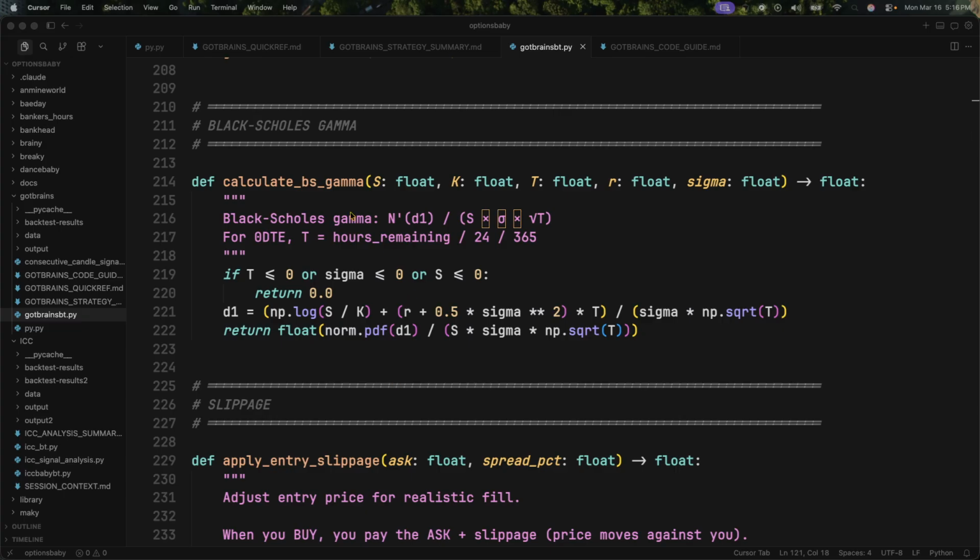So then, Black-Scholes allows us to be able to calculate gamma. Now, because I don't have gamma, I had to calculate it using Black-Scholes. Now, def, remember, I'm defining my function. What is that function called? Calculate Black-Scholes or BS gamma.